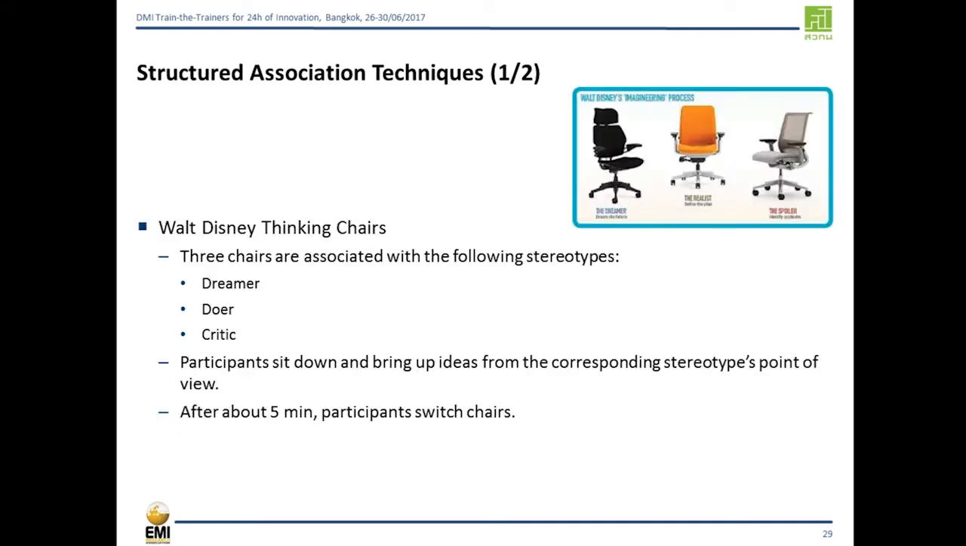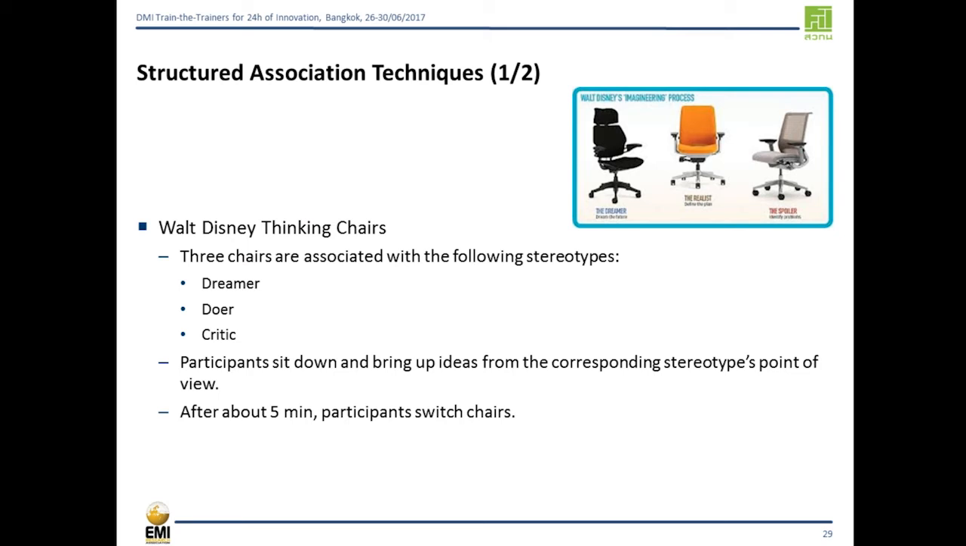Then, from the more free association techniques, more unstructured association techniques, we move to some more structured techniques. One of them being the Walt Disney thinking chairs. Yeah, have you heard of that? Thinking chairs, maybe the thinking hats. Yeah, thinking hats are more known. I'll have a slide on the hats too afterwards.